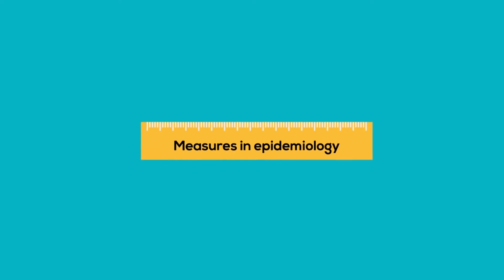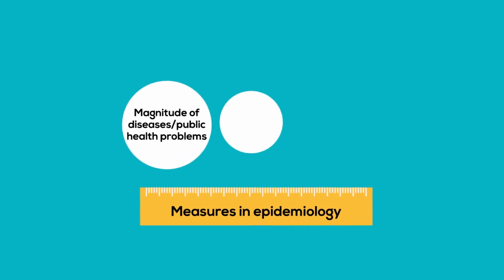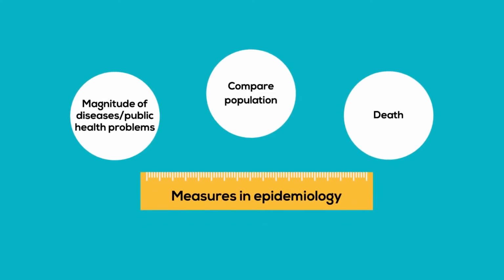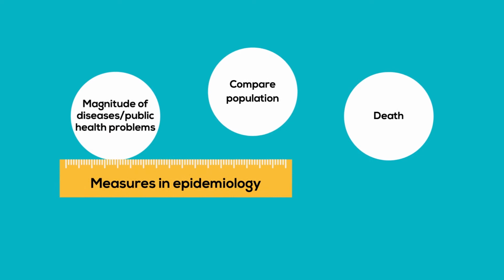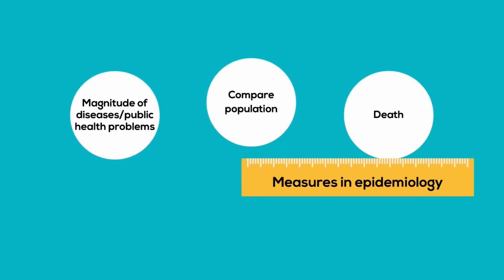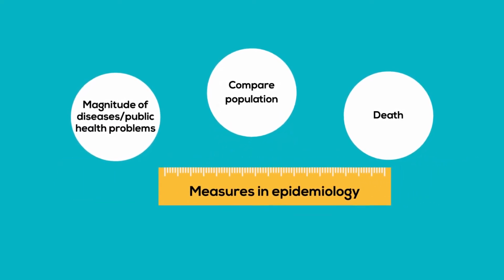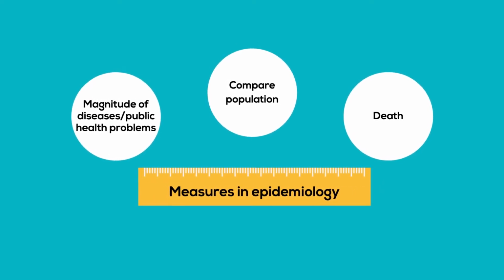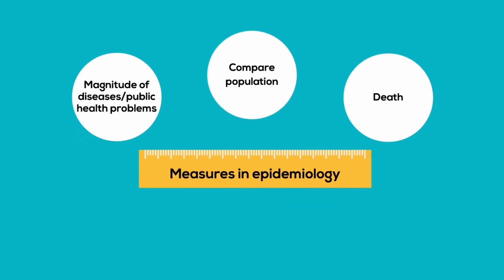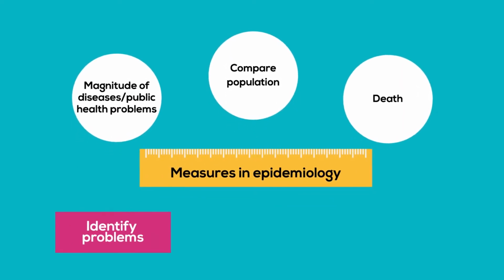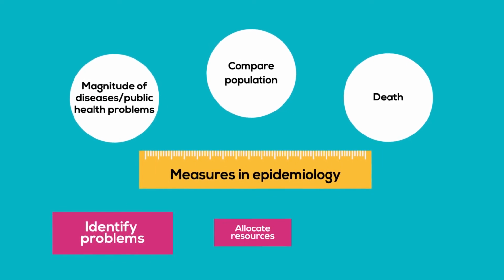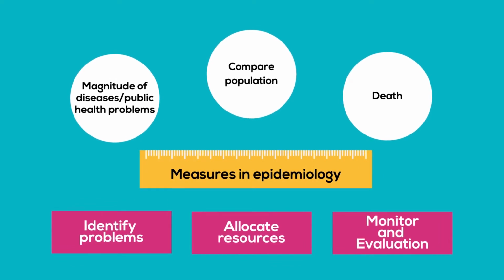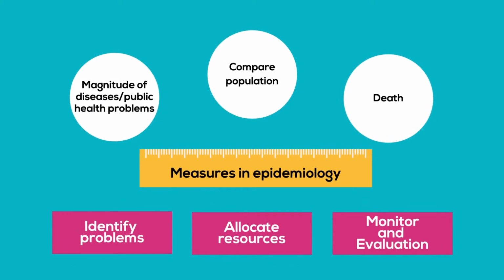The basic element of measures in epidemiology is knowing the magnitude of diseases or public health problems: being able to measure the magnitude of disease occurrence or compare disease occurrence among various populations. In order to examine the importance of a disease or public health problem, we need to measure the frequency of disease occurrence and deaths from the disease. Measures in epidemiology will aid field epidemiologists or the public health sector to identify public health problems, allocate appropriate resources to solve them, and monitor and evaluate disease prevention and control programs.